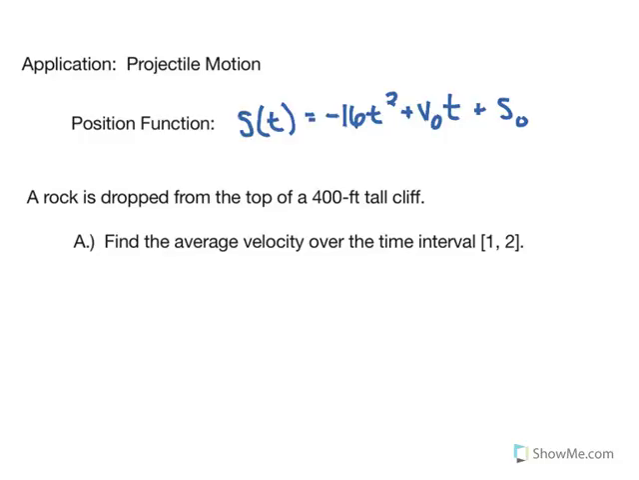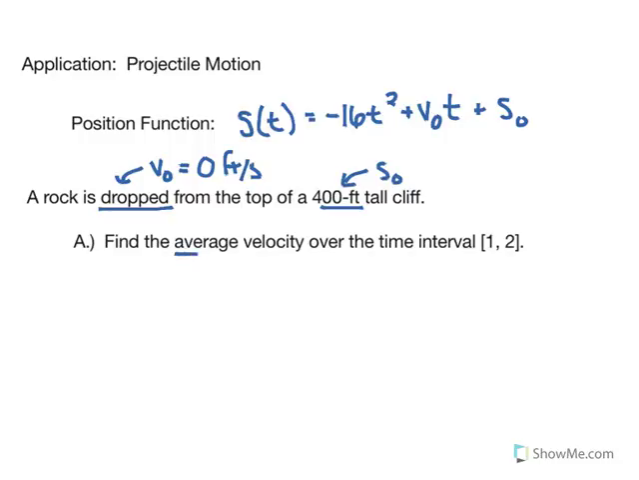All right, so a rock is dropped from the top of a 400-foot tall cliff. So that 400 feet, that is our initial position or our initial height. That's our s0. Since it was dropped, that tells me that the initial velocity is 0 feet per second. All right, so what we want to do is find the average velocity over the time interval from 1 second to 2 seconds.